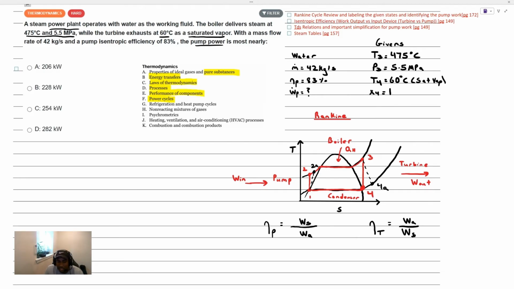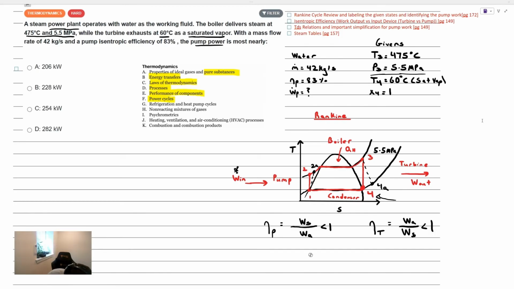So you can see the distinction between a work input device or a pump on the left-hand side and a work output device like a turbine on the right-hand side. They're reciprocals, which is a little bit tricky, but thinking that the isentropic efficiency is always less than 1, it's pretty clear to come up with these formulas, right? And they're in the reference manual as well.